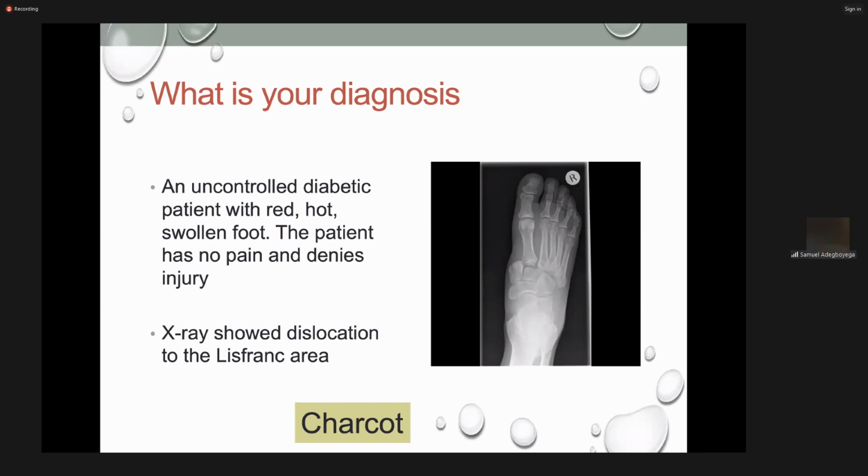Based on Eichenholtz, which one is this? Red hot swollen foot, Lisfranc dislocation. Is it Stage 1? Stage 1 because of the dislocation. That's right. So it's 1. Exactly. Can I use the Chancellor classification on this? No, because it's not an MRI. Beautiful. Excellent. Good job.